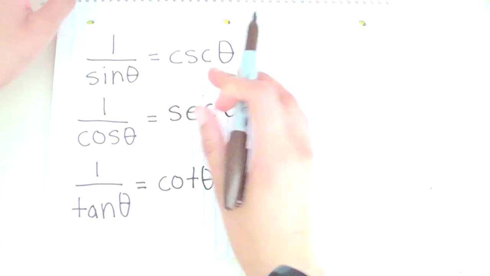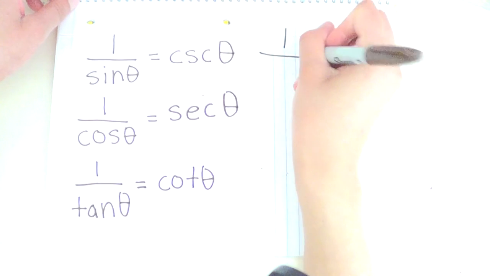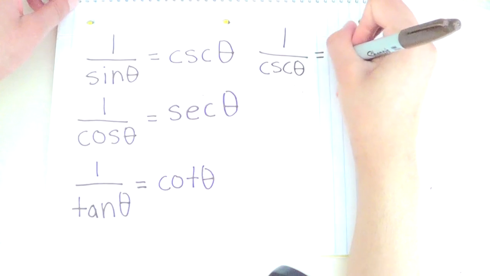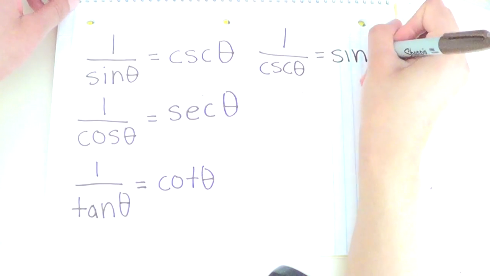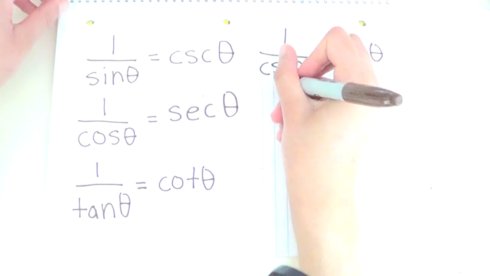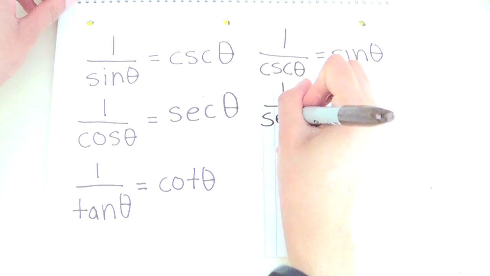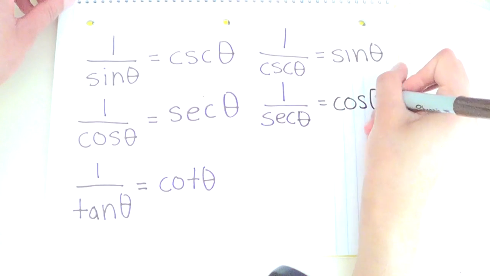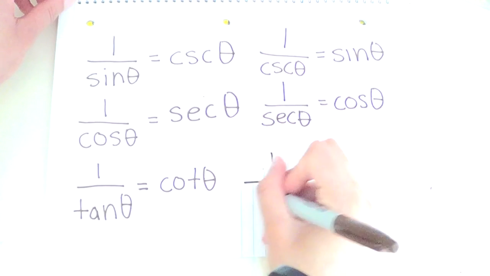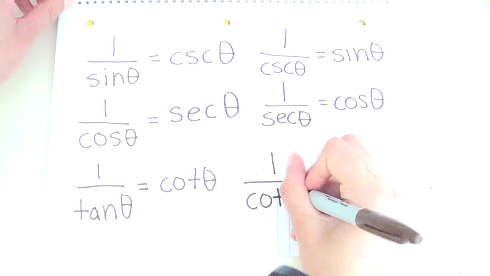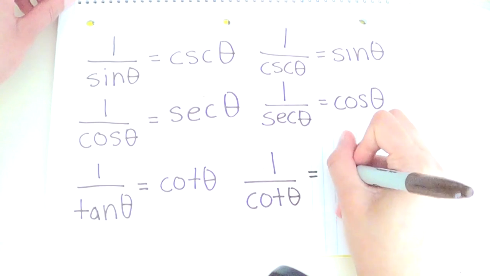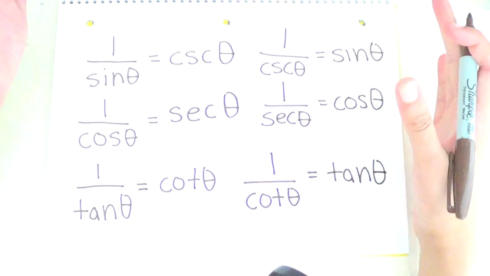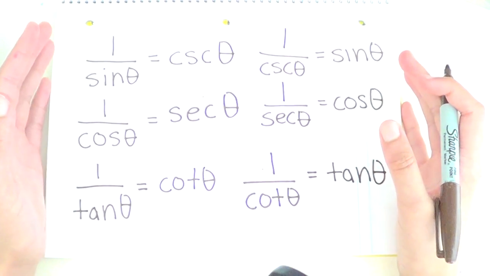Now, you can switch these around and then you would get 1 over cosecant theta equals sine theta, and the same thing here and here. So you would have 1 over secant theta equals cosine theta, and then 1 over cotangent theta equals tangent theta. So these are the basic six reciprocal identities.